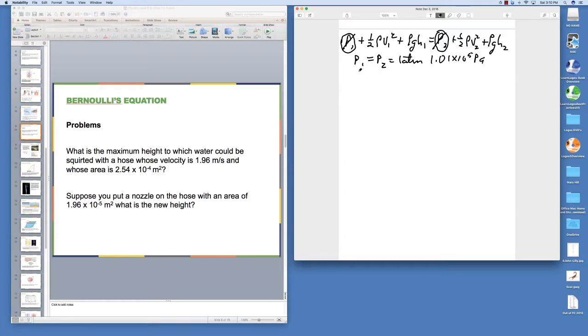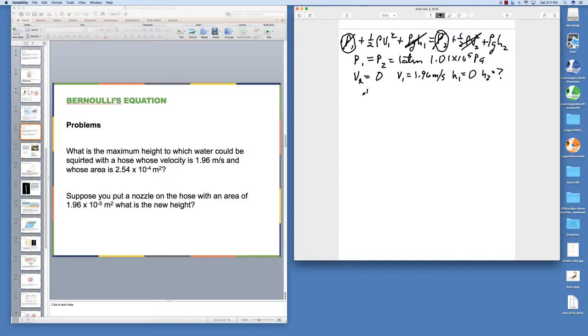Secondly, we have to say that V2 is equal to 0. V1 is what we're given, 1.96 meters per second. And H1 is equal to 0. And H2 is what we want to know. Now, since H1 is 0, that cancels this out. And since V2 is 0, that cancels this out.